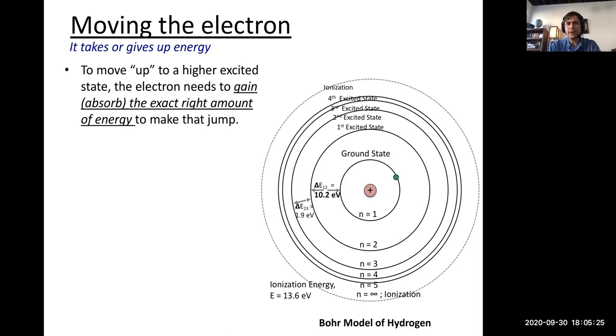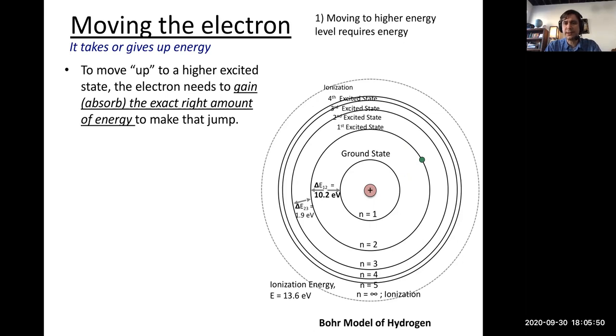So to move up, it has to gain exactly the right amount of energy because it can't exist between. So it can only gain in increments. And from the ground state to the first excited state, it needs to gain exactly 10.2 electron volts, and then it'll move up from the ground state to the first excited state. And it's all excited because it gained 10.2 electron volts of energy.